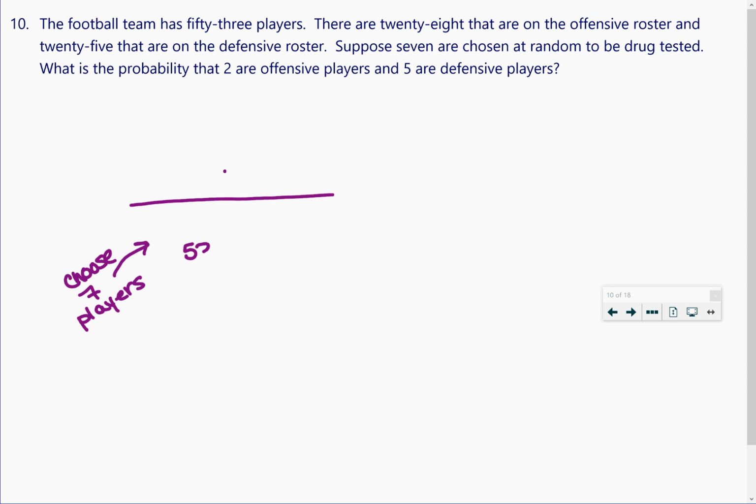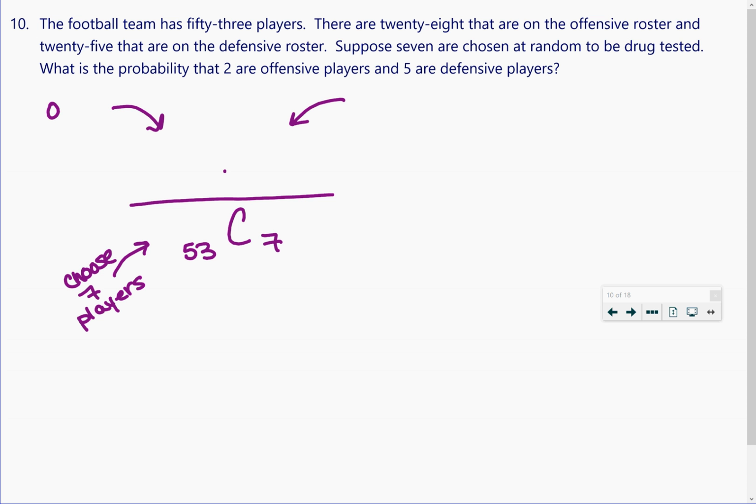53, and they're choosing 7. Order, does it matter here or not if we're just picking a group? Order does not matter. So it's a C. Then we're going to look at the 2 different more specific selections we're making.